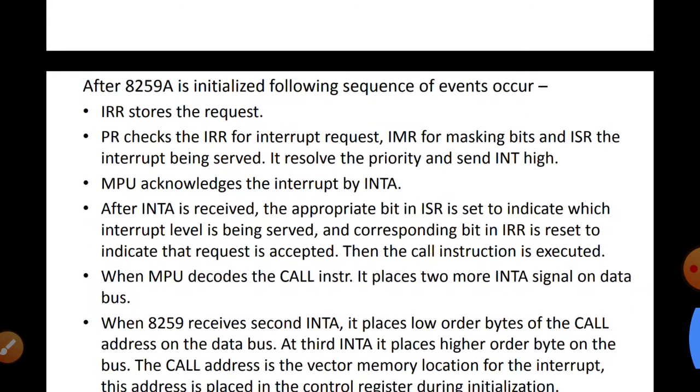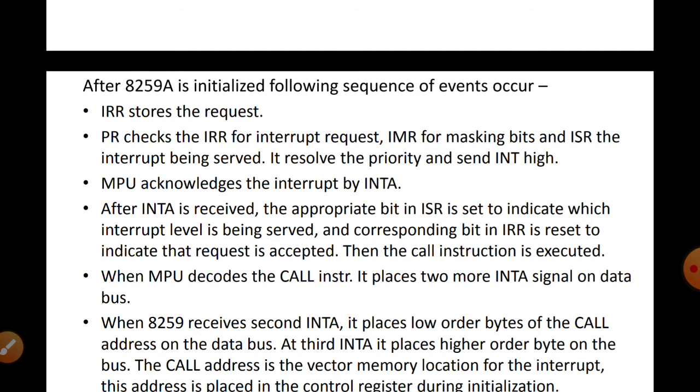Meaning thereby, what is the function? If any interrupt line comes to the 8259, it is stored in the IRR. Once it is stored, it is the duty of the priority resolver to check whether the ISR bit is set or not, because it may be possible that when the interrupt request is received, the 8259 is serving another interrupt, and for that case it has to check the interrupt service register, because whatever interrupt is being served, its bit will be set in the interrupt service register.